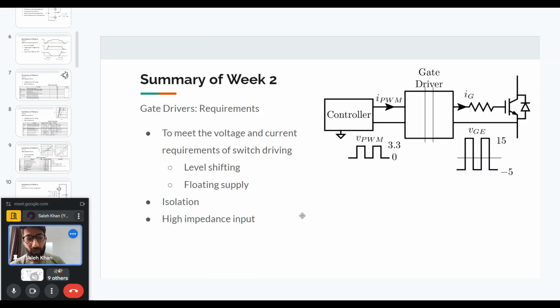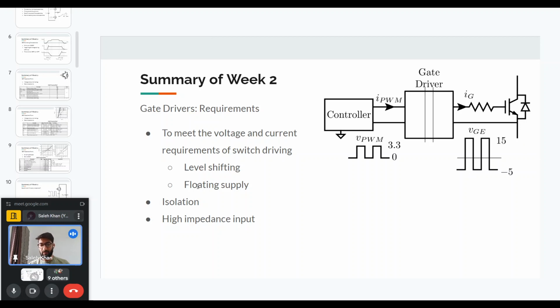So what are the requirements? What should this gate driver provide us with? First of all, as we said, it is to meet the voltage and current requirements of switch driving. That means if the controller provides us with PWM which is between 0 and 3.3 or 5 volts, we have to shift this voltage to, for example, plus 15 and minus 5 at the gate emitter. So level shifting is one of the aspects that we have to do.